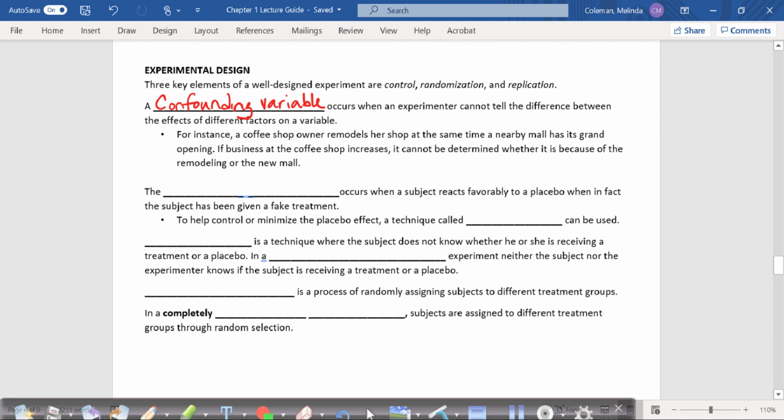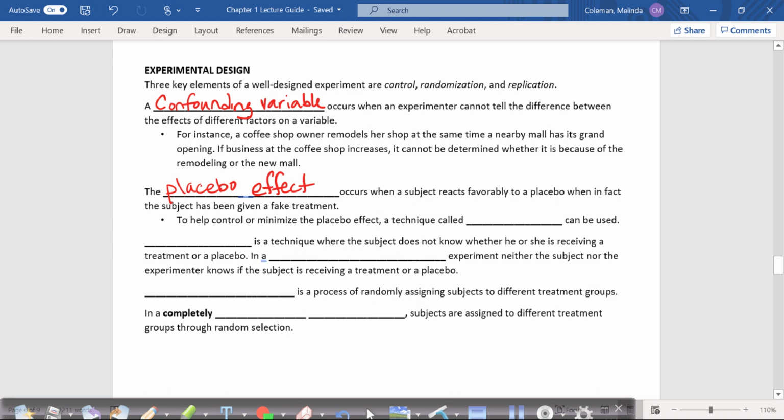The placebo effect occurs when a subject reacts favorably to a placebo when in fact the subject has been given the fake treatment. And so sometimes this happens when you're doing experiments and it looks like the placebo actually did something when in fact it's just perhaps coincidence as to how the effect happened.